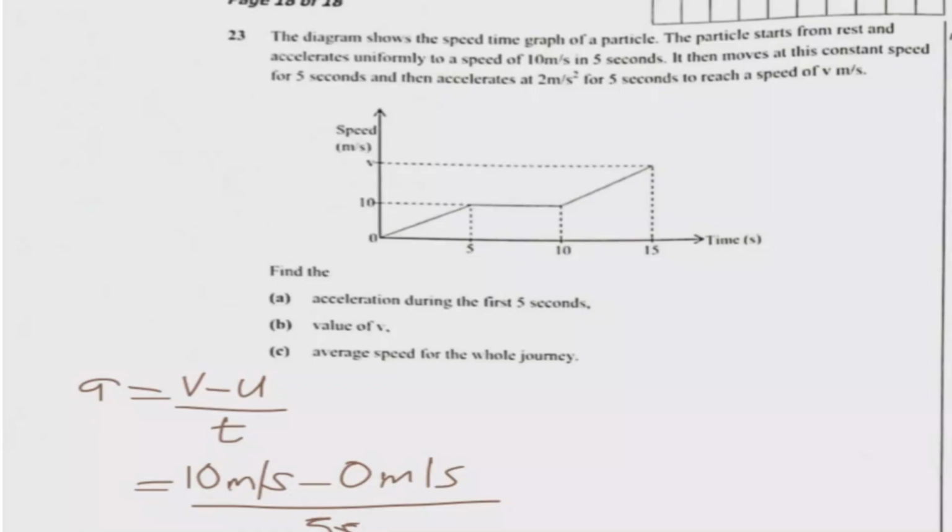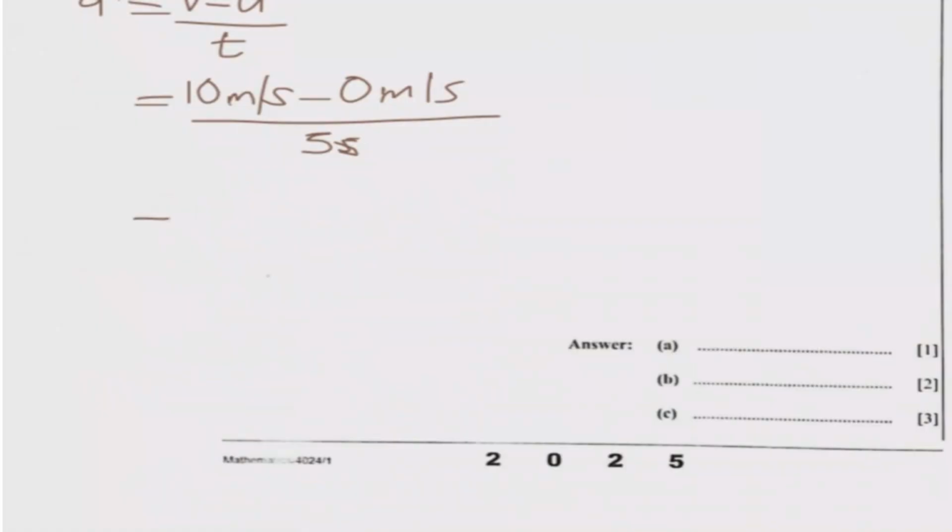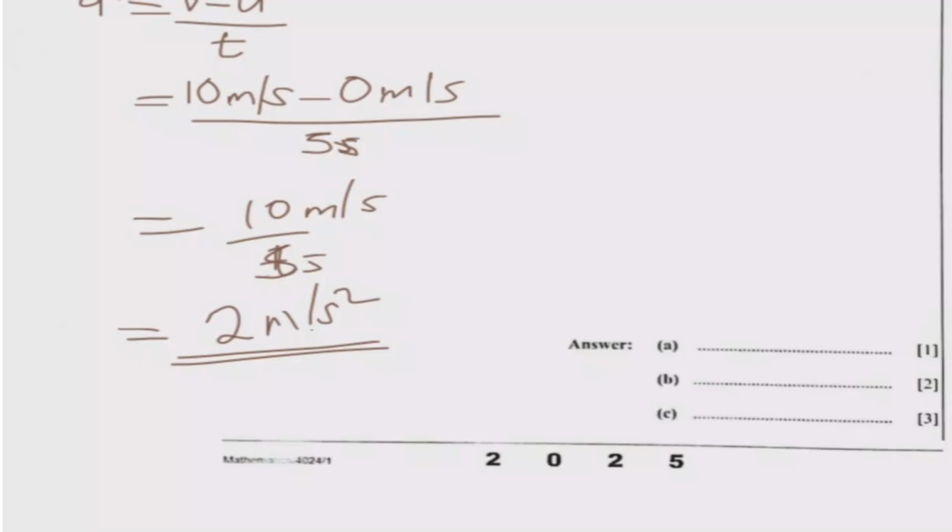Okay, so now we just evaluate that. We have 10 minus 0 giving us 10 meters per second, over time, which is 5 seconds. So what is the acceleration? 5 into 10 goes 2 times, so that is 2 meters per second squared. That is the acceleration.